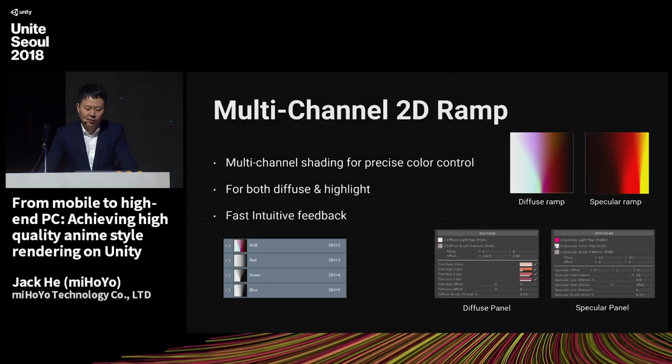First, let's introduce our multi-ramp shading method. We want to achieve illustration style shading which has rich variation in shadows and colors compared to cel shading. So we use a 2D ramp texture to represent these subtle changes. The RGB channels correspond to different diffuse shading ranges with different colors.